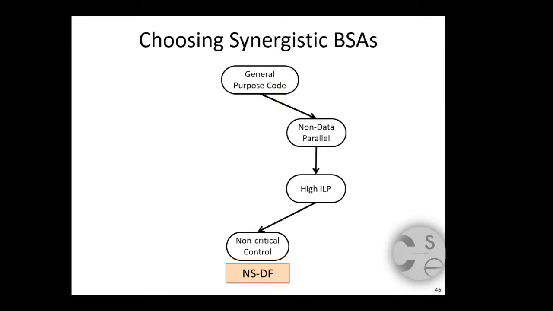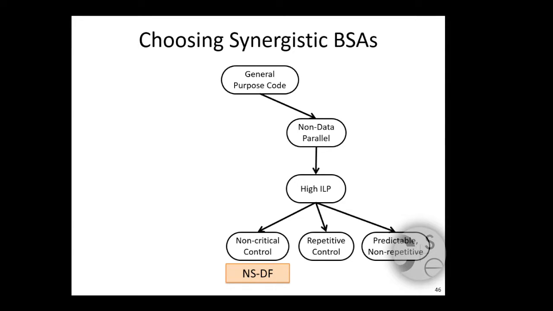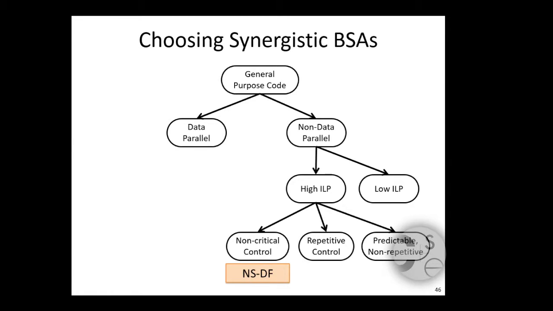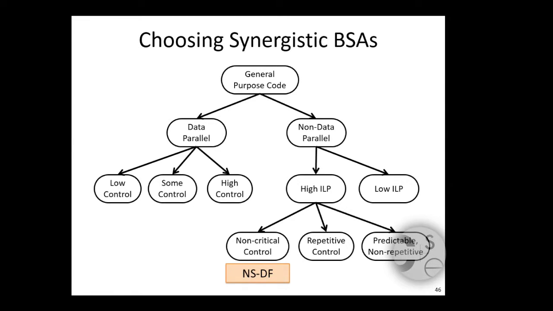And now that I've described this hierarchically, we can see that there might be different decisions that we could make and different types of programs that we could explore. For instance, if we have a high amount of ILP, maybe we could exploit very repetitive control flow or very predictable non-repetitive control flow. Or we could exploit non-data parallel codes that have low instruction-level parallelism. We could explore data parallel codes that have differing amounts of control flow, because that's often what makes a difference there. And if we have control flow, we might be able to find other types of characteristics, like whether or not there are large data paths that we can exploit.